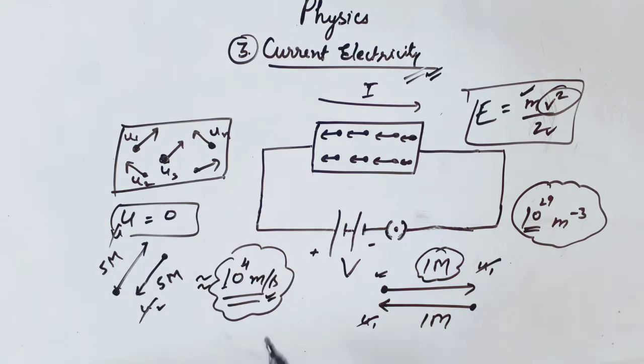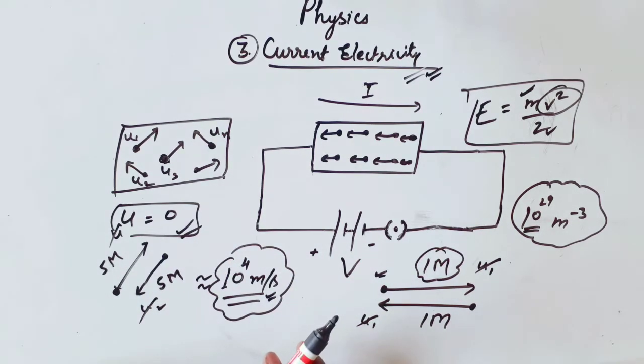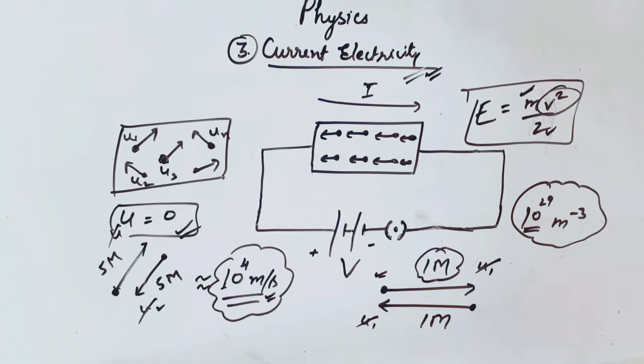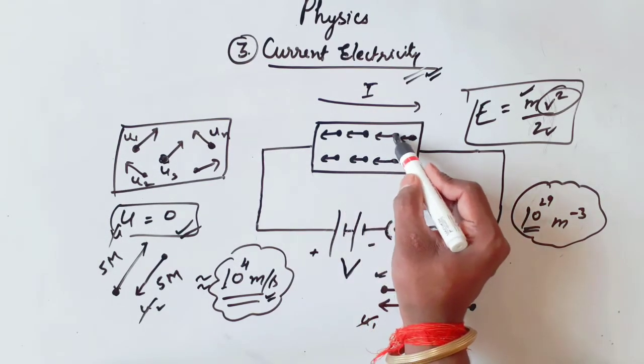Okay, and the resultant of net velocity will always equal 0. So the thermal velocity will be equal to 0, the average value of thermal velocity.